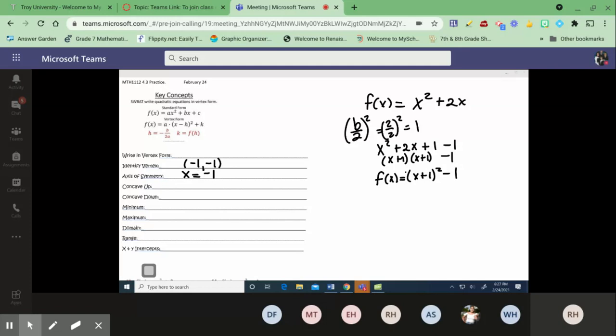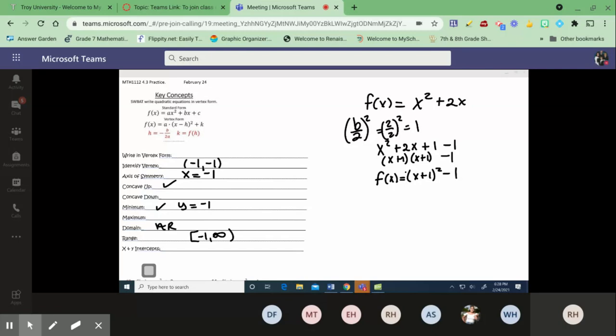Concave up or concave down? Is a positive or negative? Up, right? Because my a is positive, so I am concave up. If I am concave up, that tells me, do I have a minimum or a maximum? Minimum at y equals -1. Domain? Range. -1 to infinity. Okay?